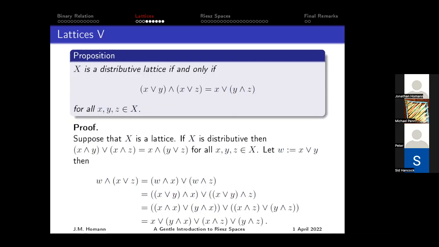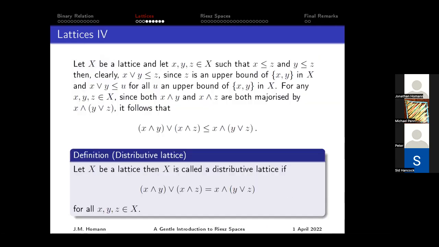So our next proposition. I've skipped the back. Okay, there we go.